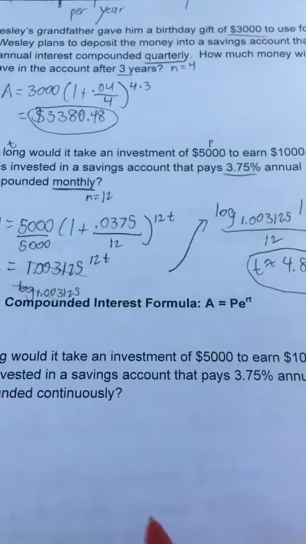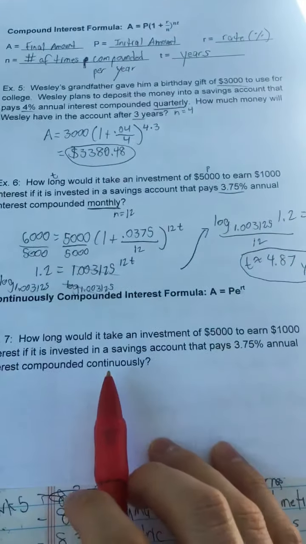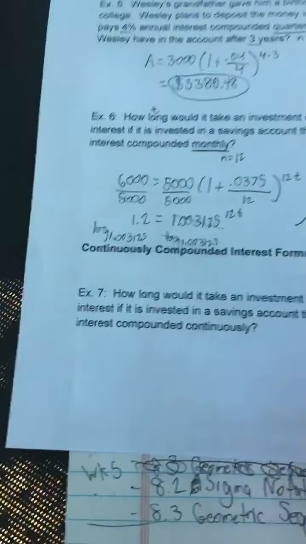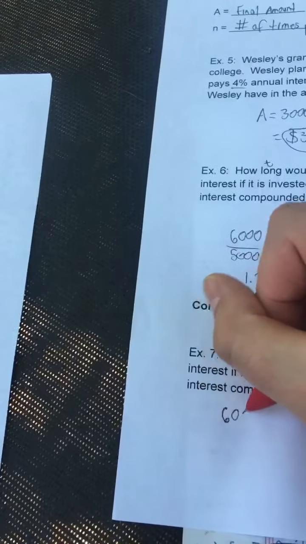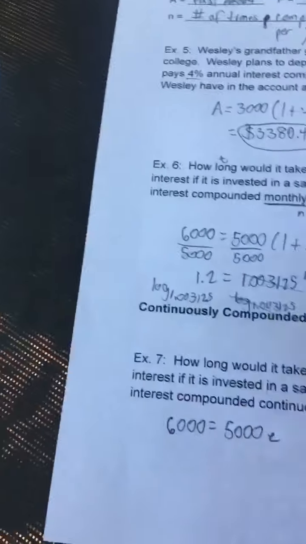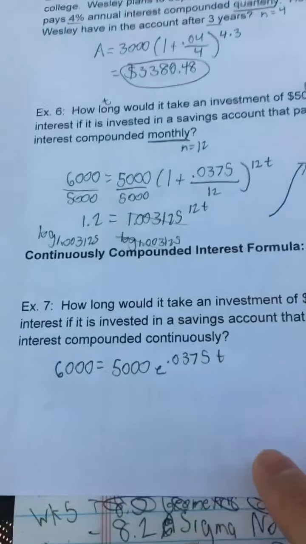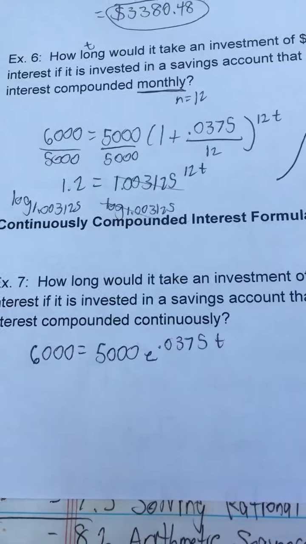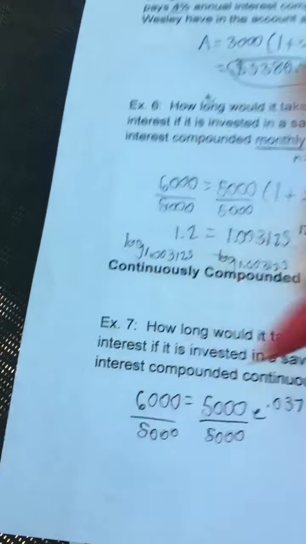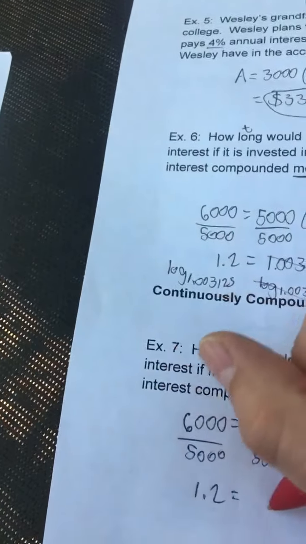Now, last thing, if it's compounded continuously, that's the formula with e. I'm going to do the same thing. Investment $5,000, earning 1,000, so there's my final amount, 6,000. How long will it take? I'm looking for t. 6,000 equals 5,000 e to the 0.0375 t. I don't know t. I'm going to solve it just like the last problem. Get rid of this 5,000 first. Divide that out. Just like the last problem, 6,000 divided by 5,000 is 1.2 equals e to the 0.0375t.